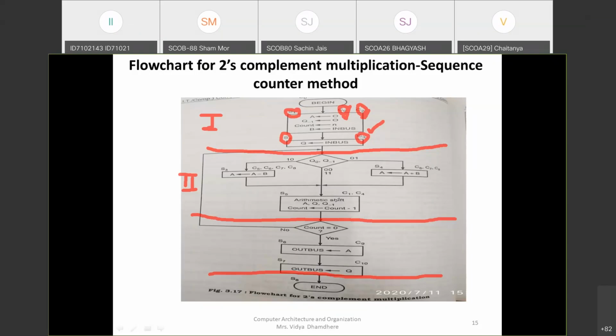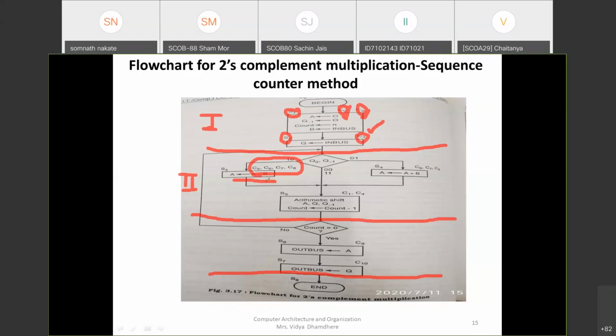Now, if you move to the second phase, in the case of the subtraction operation, for example, A is equal to A minus B, this subtraction operation we are performing. In that case, it is going to activate the control signals like C6, C7 and C8. Why is it a 4 given?